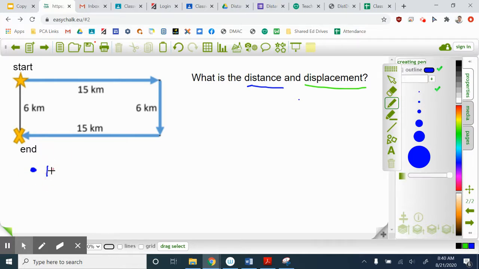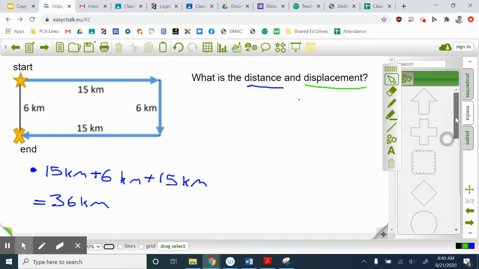He first went 15 kilometers, followed by 6 kilometers. So he started here, went 15, then he went 6, and then he turned back the other way and went 15 kilometers once again. And he ended here. So total, as highlighted by this blue track here, he went 15 plus 6 plus 15, which, simple math, 36 kilometers.